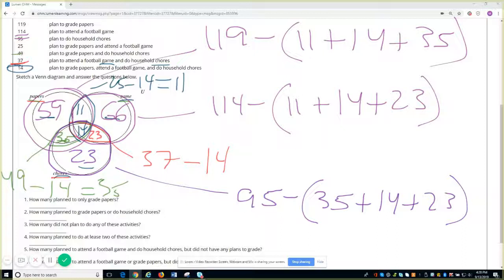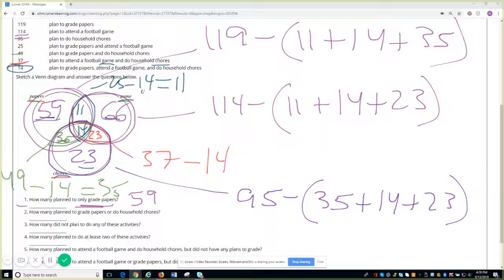Okay, and so then based on this completed diagram, we are going to answer the question. Now, the only thing that I'm missing right now is the total number of people that were asked. And so if we, I don't think we need that, do we? Well, anyways, so the first question says, how many planned only to grade papers? That would be 59. Here.